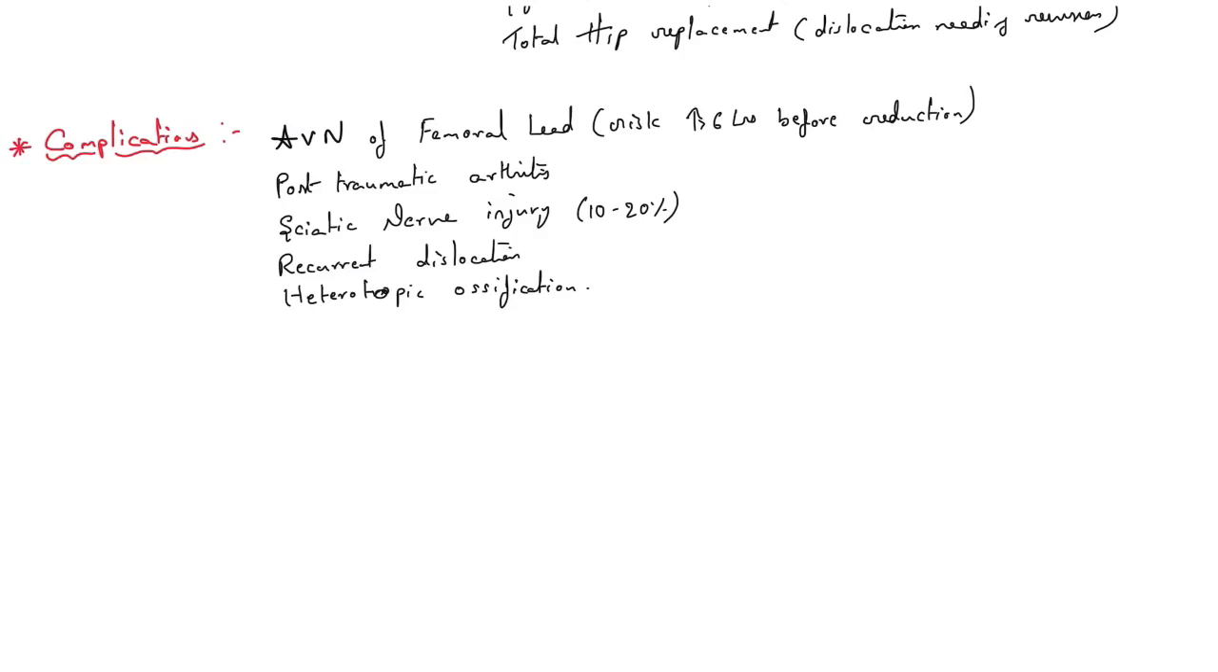Okay, next, post traumatic arthritis. In post traumatic arthritis we can use NSAIDs, joint injections, and eventually total hip replacement. Okay, next one, sciatic nerve injury. This is mostly sciatic nerve palsy, seen in 10 to 20%. For that we have to start physiotherapy and do some nerve studies also. And in recurrent dislocation we have to do surgical stabilization, and sometimes we can see heterotopic ossification.